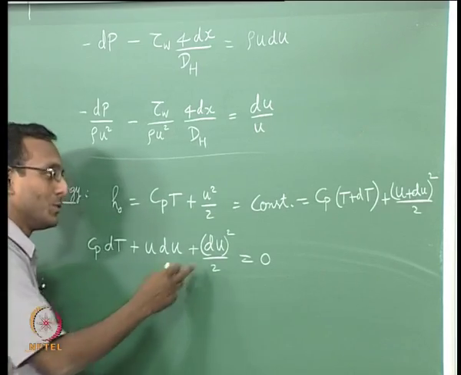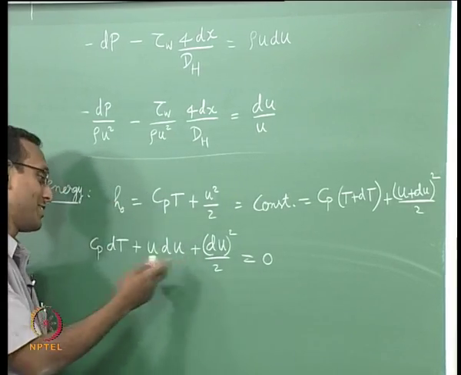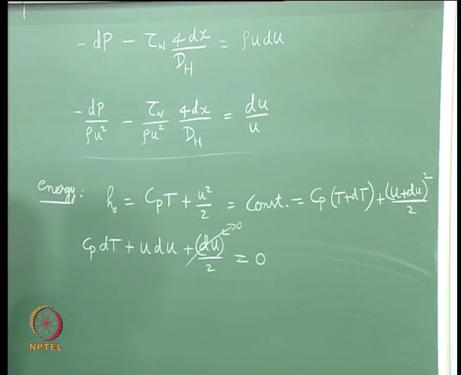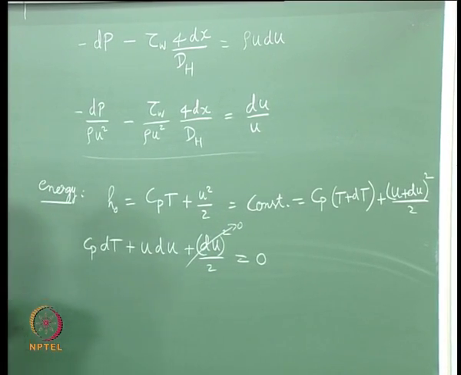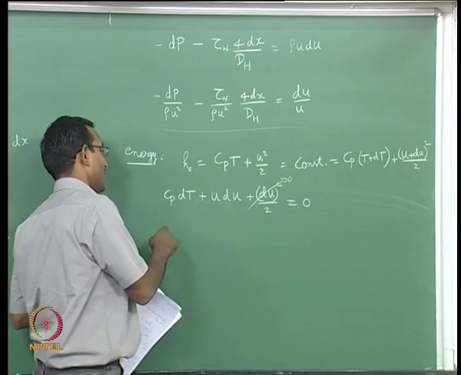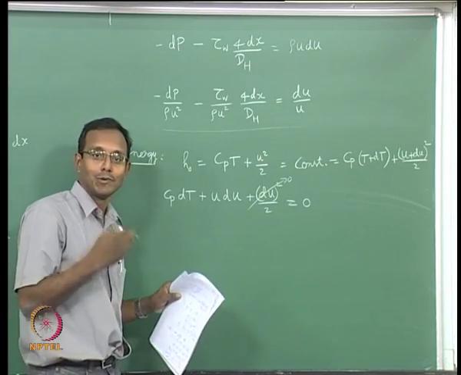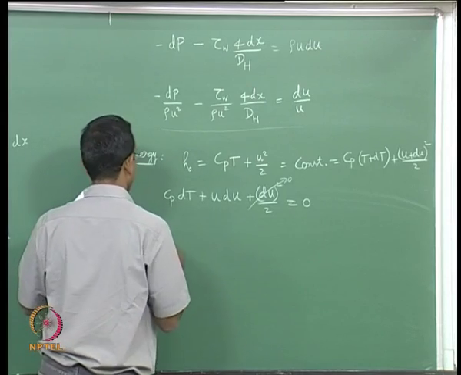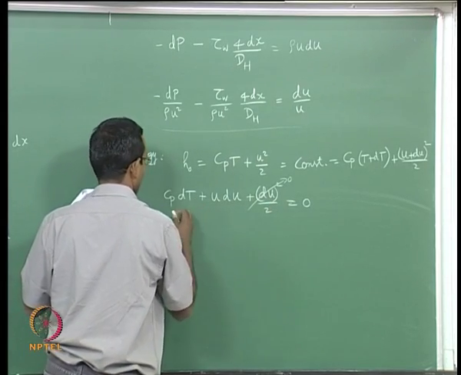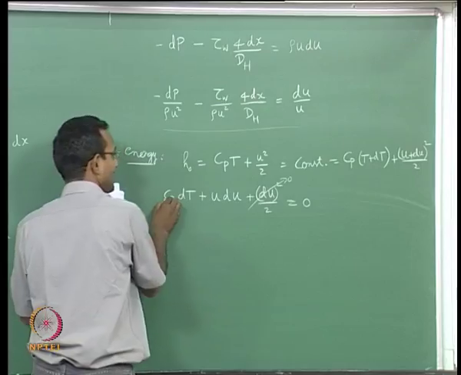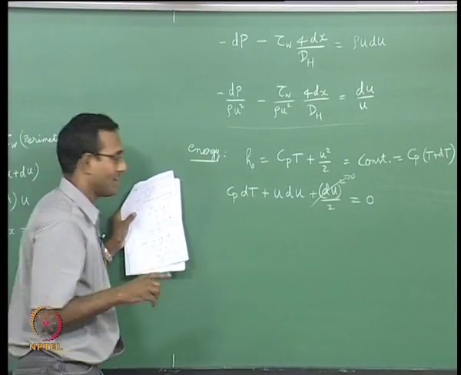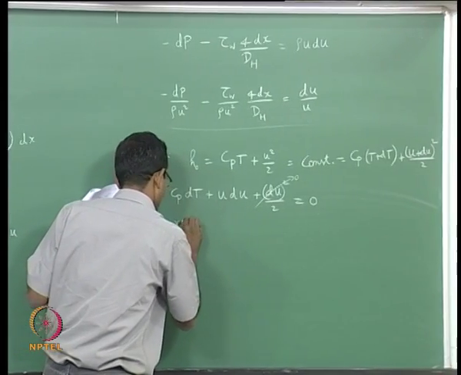Now, I will say du is so small that du square can be neglected compared to all the other terms. This is a standard thing we keep doing with the differential form. Okay, this is a standard calculus trick. Now, I want to write this as dT by T, similar to du by u. So, when I write it as dT by T, I divide this whole equation by T, and I will write Cp in terms of R. What will it be? Gamma R by gamma minus 1.